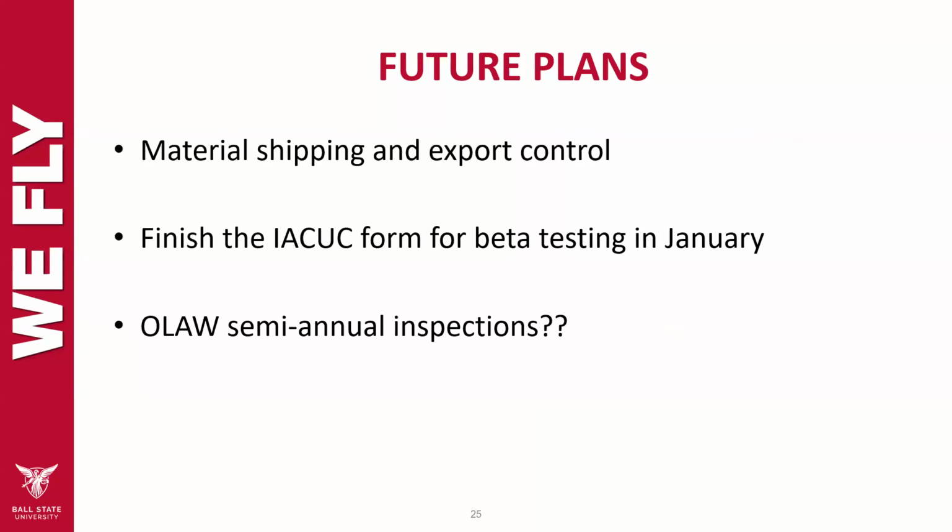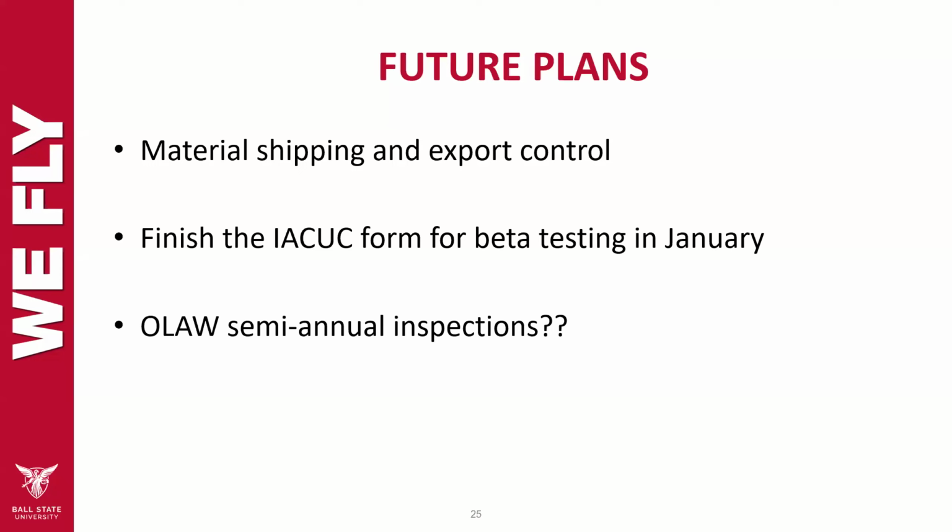Okay, so some of the future plans is material shipping and export control. I hope to have active by the end of the year. I want to finish my IACUC form for beta testing in January. So that's something else I want to have done by the end of the year. Now, if anyone is listening to this and you happen to work at OLAW, the Office of Laboratory Animal Welfare, could you contact me right after this? Because if not, I will contact OLAW myself.